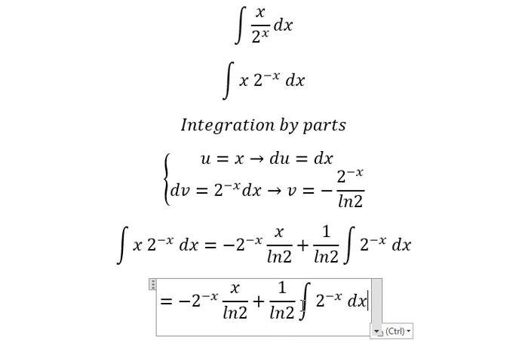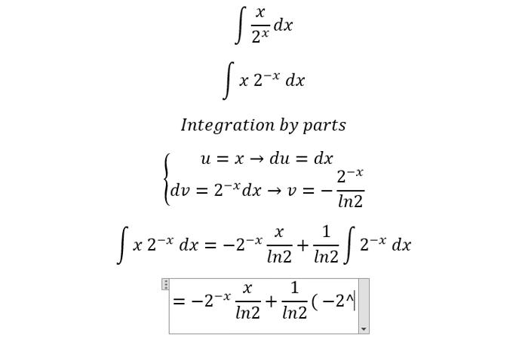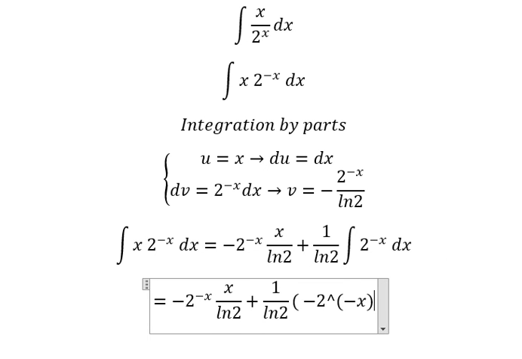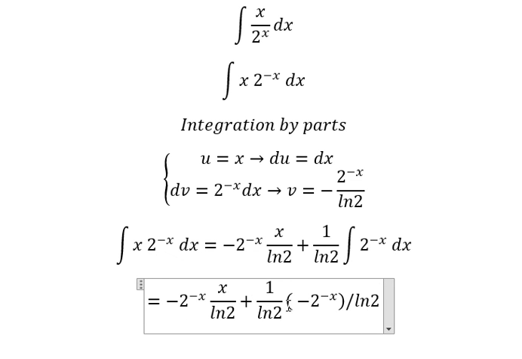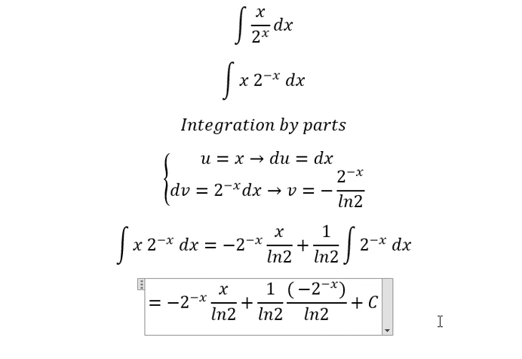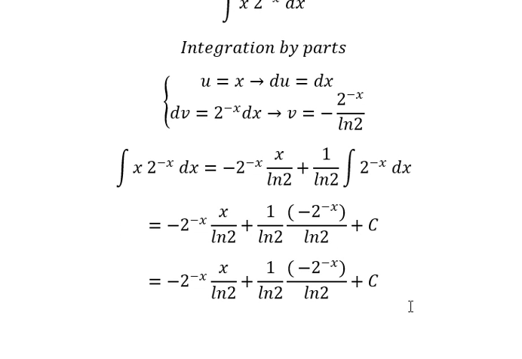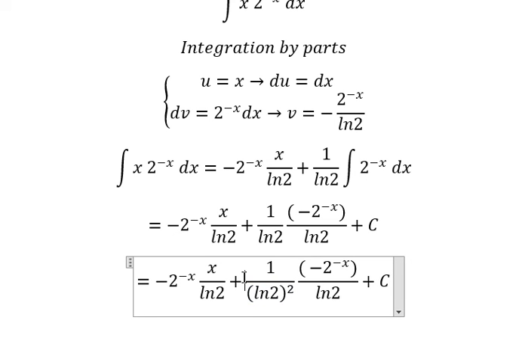The integration of this one, we have negative 2 to the power of negative s over ln 2, and we put plus c. ln 2, we have ln 2 squared, and we put the negative in here.